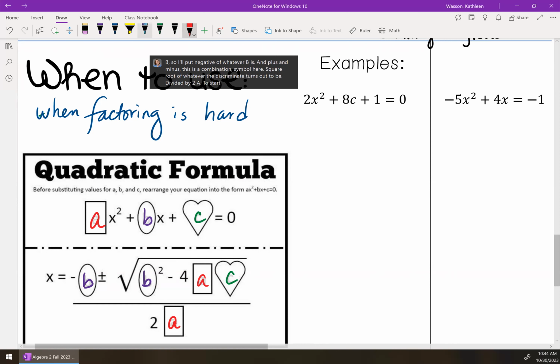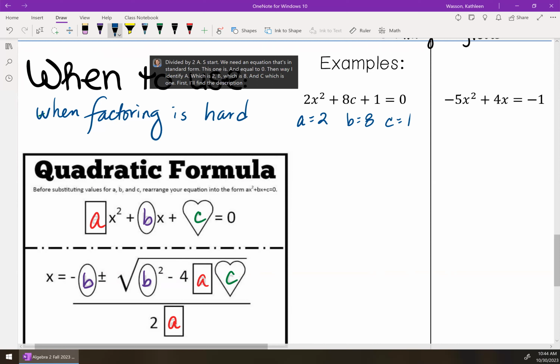To start, we need an equation that's in standard form. This one is, and equal to 0. Then we identify a, which is 2, b, which is 8, and c, which is 1.